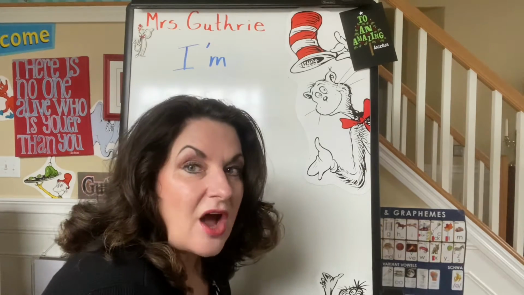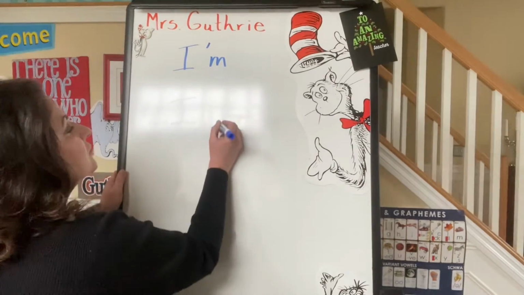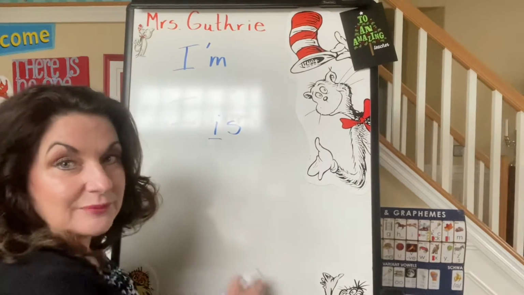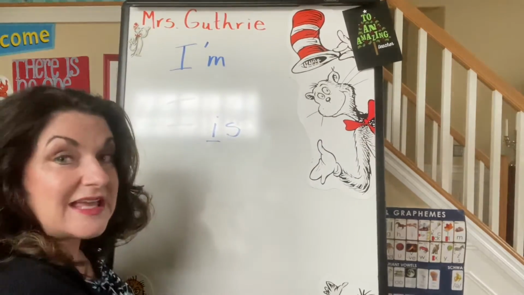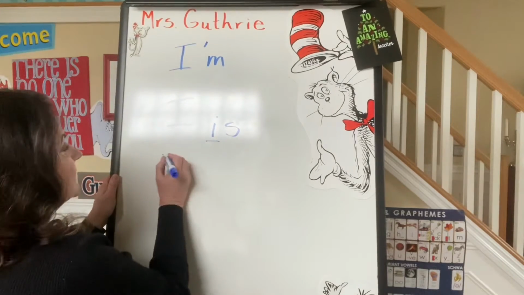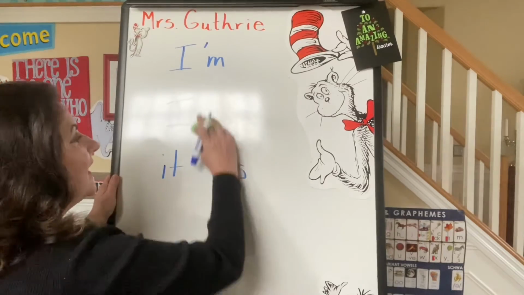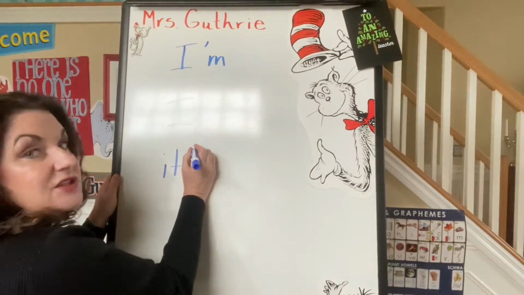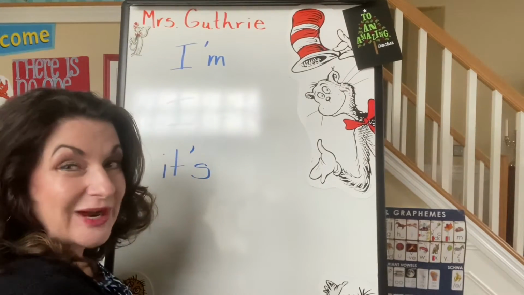So let's look at all of the is, okay? So when we write a contraction with is, we're gonna leave out the I and put the apostrophe in its place. So we have it's, it is. I'm going to leave out the I, put the apostrophe in its place, and I have the word it's. It's a great day.